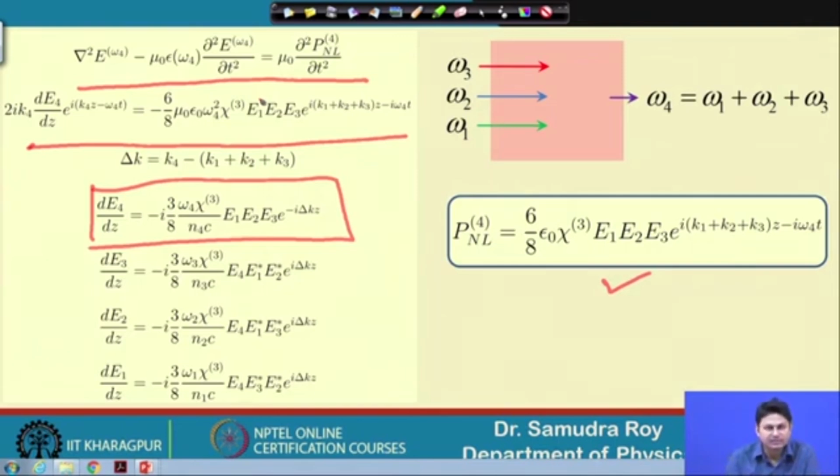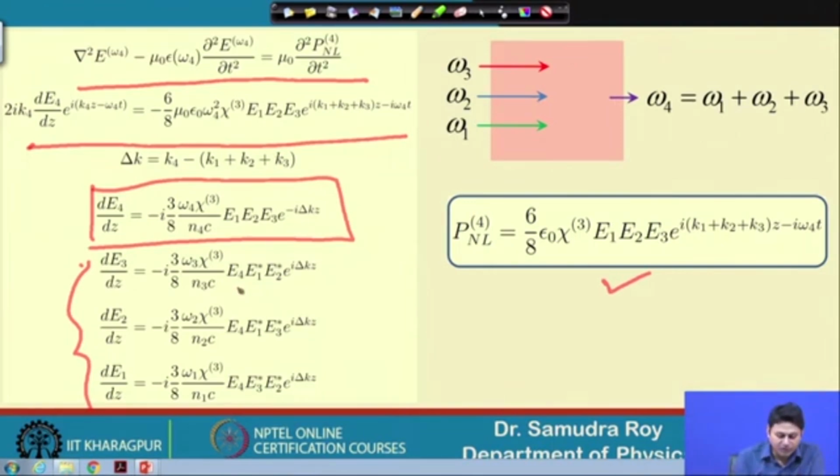I am not going into detail because this calculation is quite trivial, but the important thing is the source term, in which E1, E2, E3 basically give rise to the field omega 4. From that you can also calculate the evolution of the other fields like E3, E2 and E1, because all these 4 fields are there. So, essentially we should have the evolution of the other fields also.